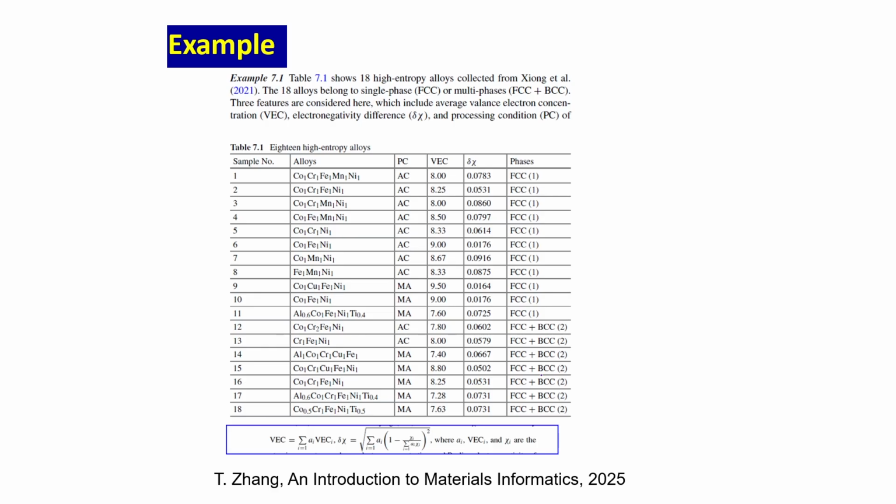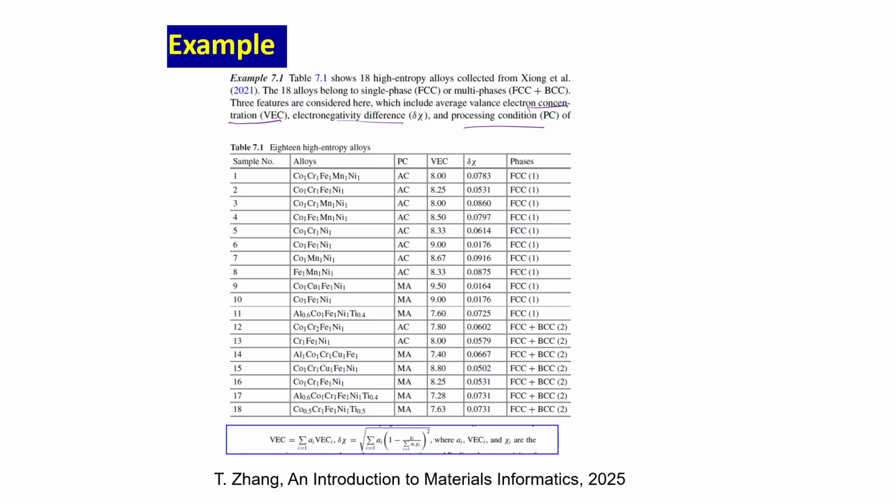They are processed with two conditions, one is air cooled or mechanical alloying. You can see here, and we know that features which are important to decide the high entropy formations are valence electron concentration, atomic size differences and obviously processing conditions. These are the three conditions which are important.